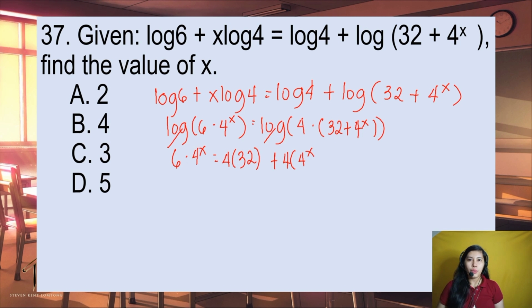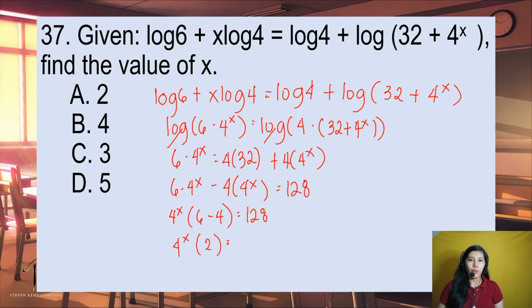Lipat natin yung 4 times 4 raised to x sa kabilang side. So, we have 6 times 4 raised to x minus 4 times 4 raised to x. That's equal to 128. Factor natin yung 4 raised to x. We have 6 minus 4, that is 4 raised to x times 2 is equal to 128. 4 raised to x is equal to 64. And 64 is equal to 4 raised to 3. Therefore, x is equal to 3.